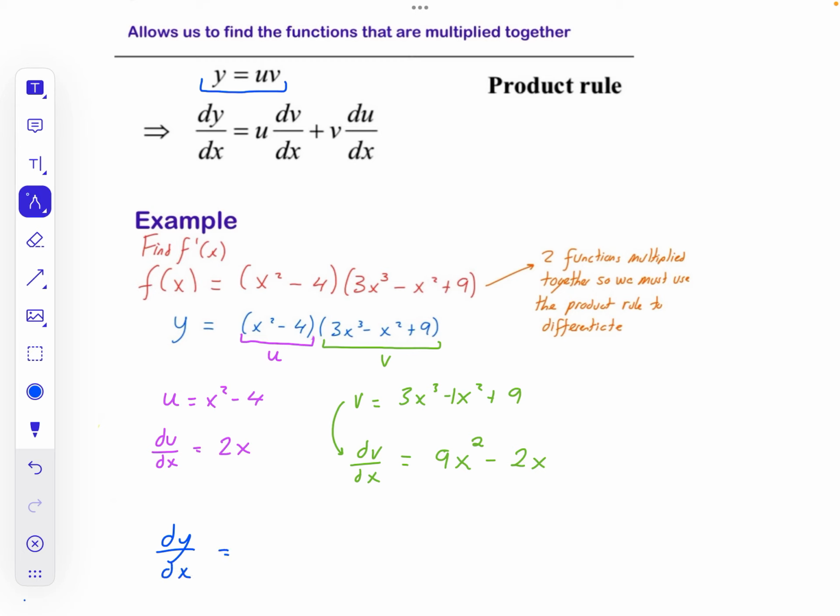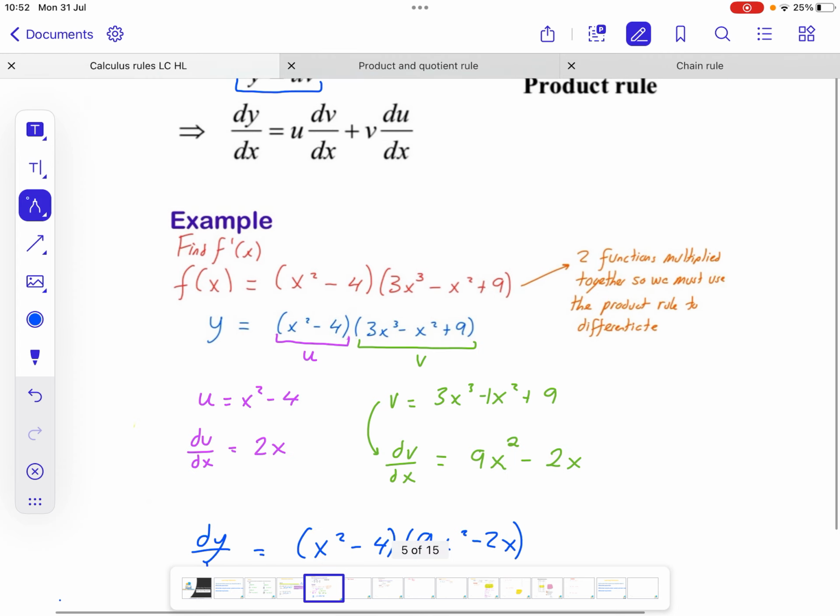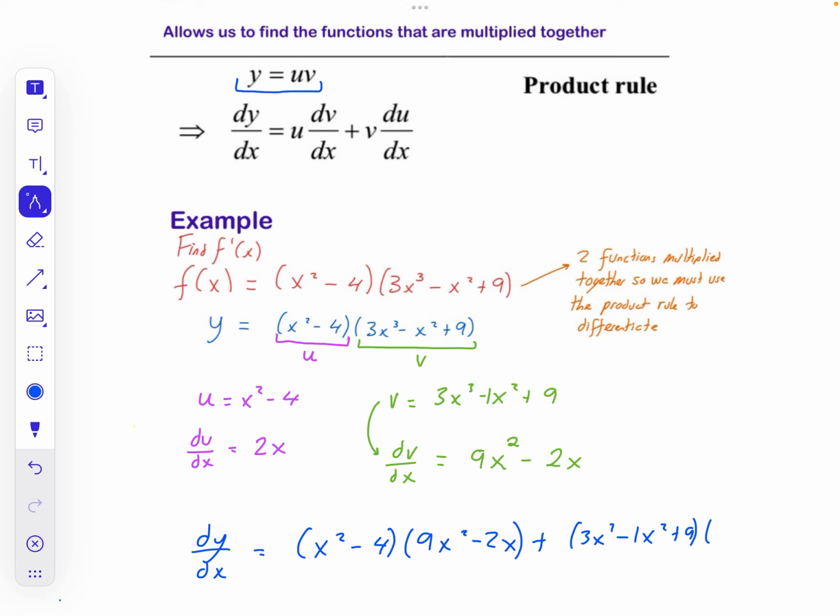Okay, so dy dx is going to equal, okay, so our first thing, it's u, so u is x squared minus 4, and we need to multiply that by dv dx. So that's going to be multiplied by 9x squared minus 2x. And then we plus, the next part then is going to be plus v. V is 3x cubed minus 1x squared plus 9. And from our formula, we need to multiply that by du dx. So du dx is 2x.